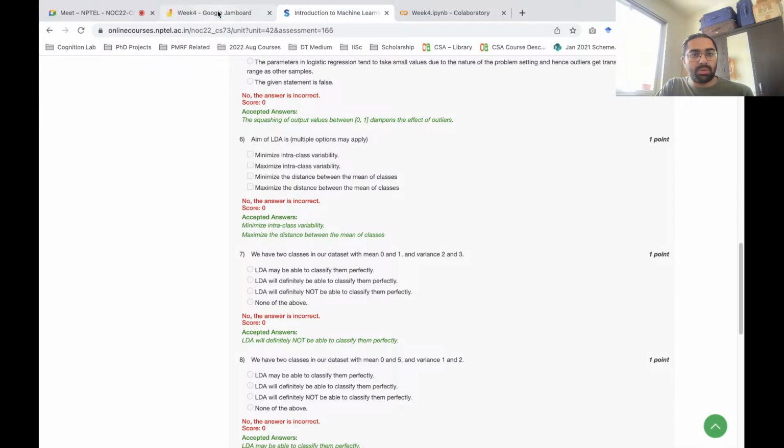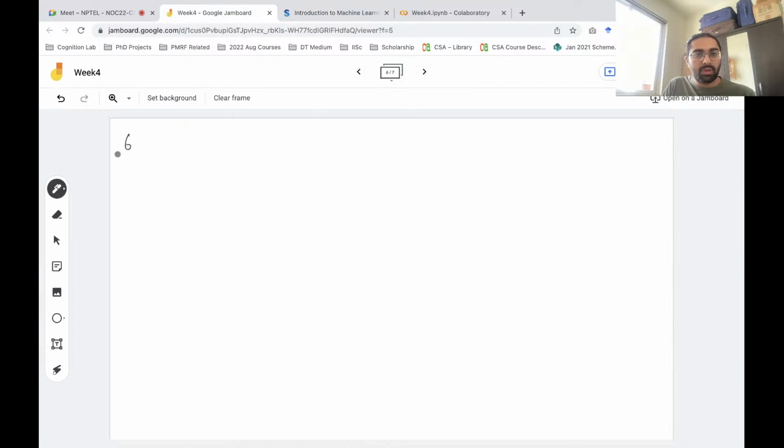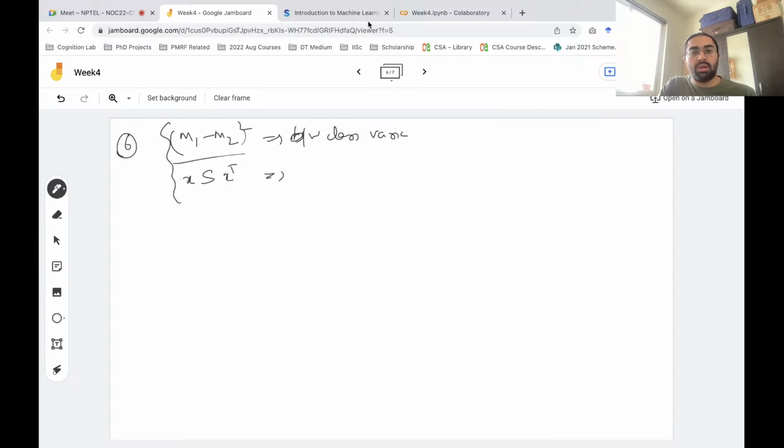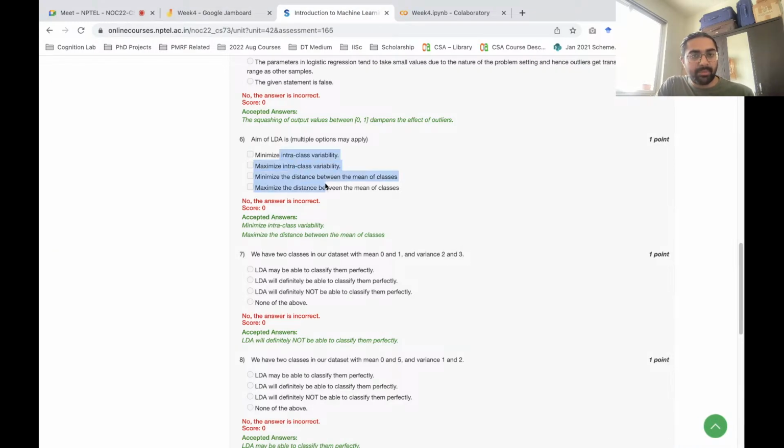To this question number 6, you had this mean m1 minus m2 squared, and then divide by, so this is the between class variability, right? And within class variability you had some complicated thing, right? Something that we had. So when you try to minimize all of this, you get another form of LDA. All right.